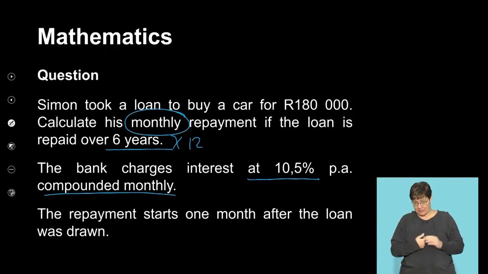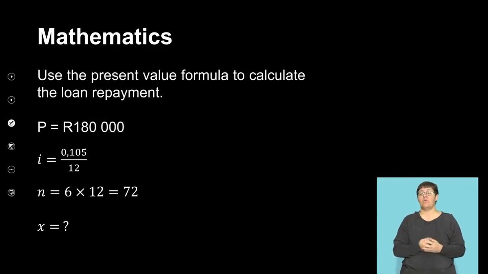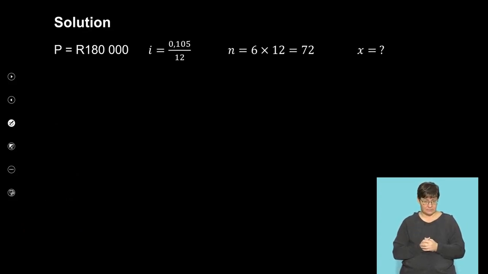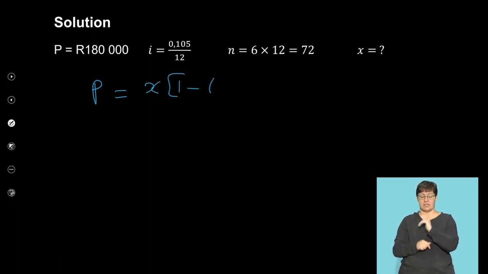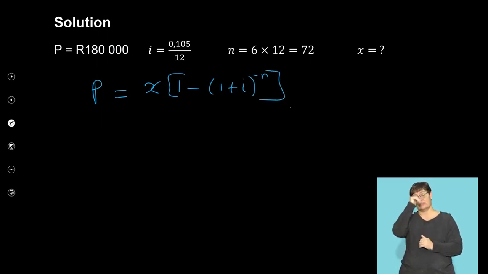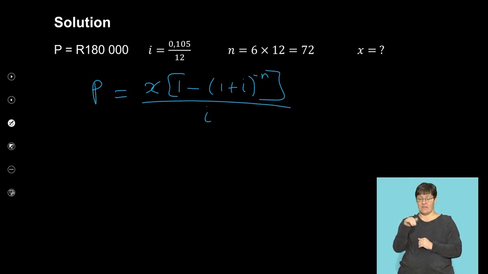So, what do we know? We know that the present value is 180,000. We know that the interest is 10.5. We know that the number of months is 72. I want to know how much must I pay per month in order to amortize this loan of mine. So I will say P is equal to X into 1 minus 1 plus I to the exponent of negative N divided by I. And then I will start substituting everything I know.